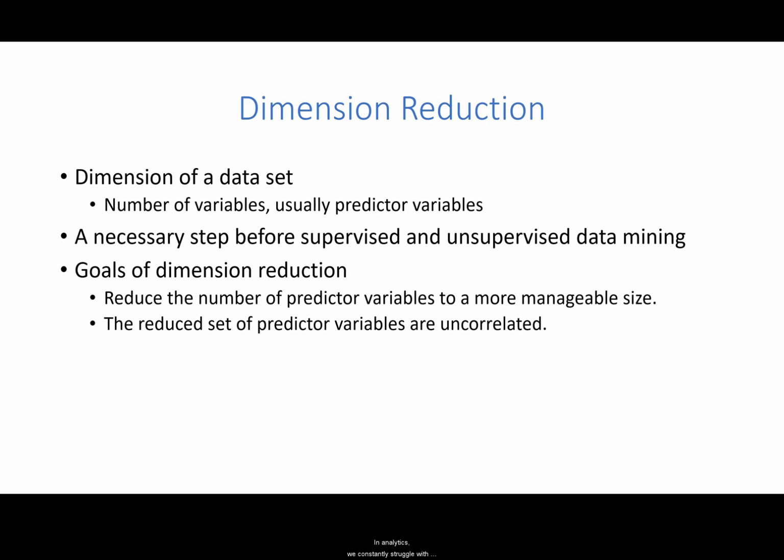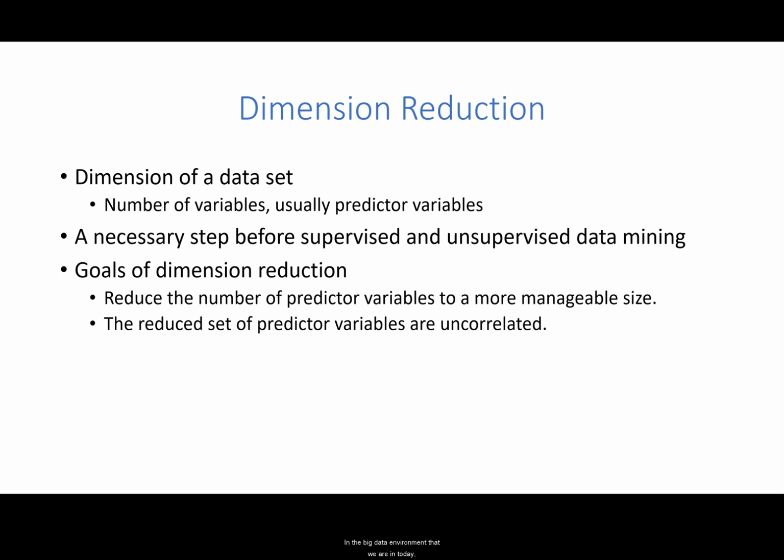In analytics, we constantly struggle with the trade-off between variance and bias. Variance is the result of overfitting, which happens when we have too many variables in our data model. Bias is the result of underfitting, which means that not all relevant variables have been included in our model. Today we are going to focus on the first problem. How do we deal with data sets with too many variables?